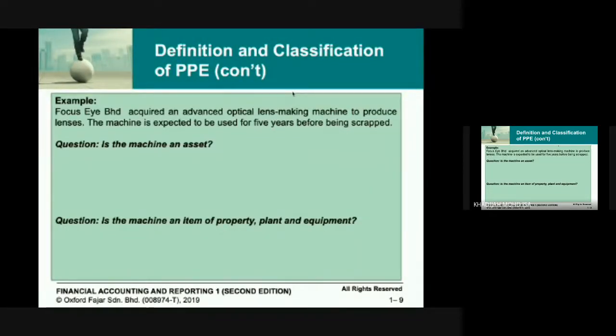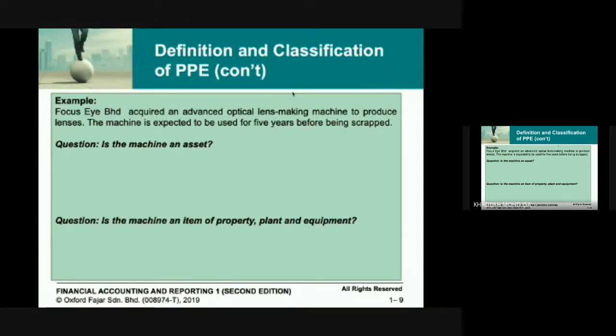Focus Eye Berhad acquired an advanced optical lens making machine to produce lenses. The machine is expected to be used for 5 years before being scrapped. Looking at the accounting here, there are so many things now as compared to years before, or even 10 years before. There are so many things that a company acquires, and the company has to decide whether what is acquired is an asset to the company.